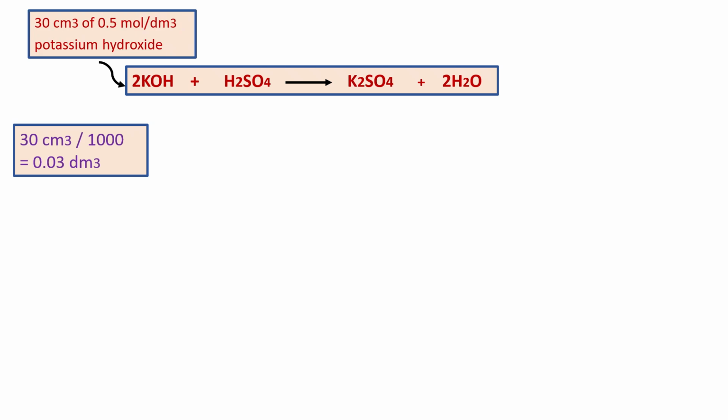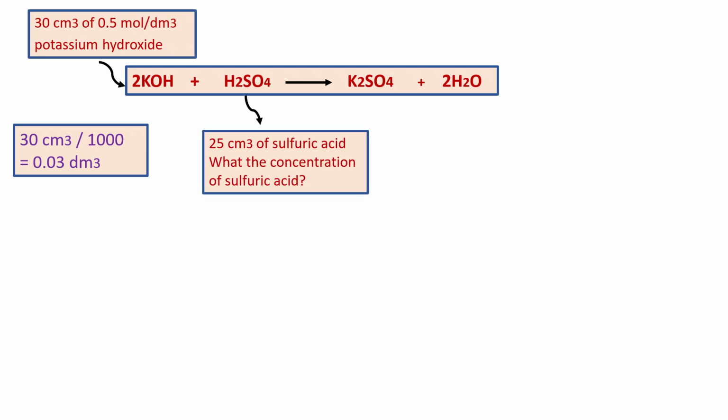Now we have an equation. The equation is 2KOH plus H2SO4 produces K2SO4 plus 2H2O. They give us the following information: 30 cubic centimeter of half mole per decimeter cube of potassium hydroxide reacts with 25 cubic centimeter of sulfuric acid. What is the concentration of sulfuric acid?